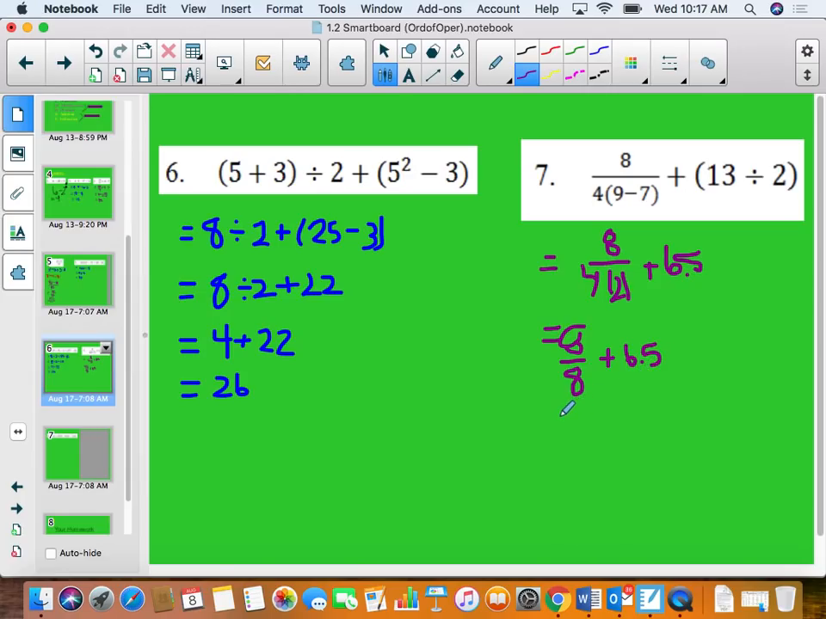So then 8 divided by 8, anything divided by itself is in fact going to be 1. So we end up with 1 plus 6.5. And you can either do that in your head or use your calculator. But when you add 1 plus 6.5, you should get a final answer of 7.5.